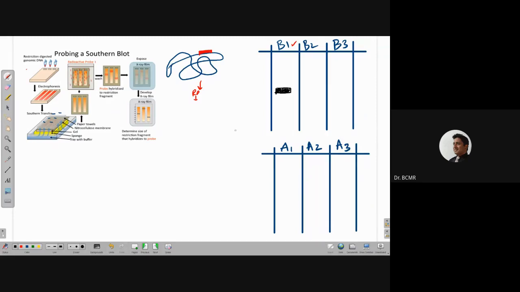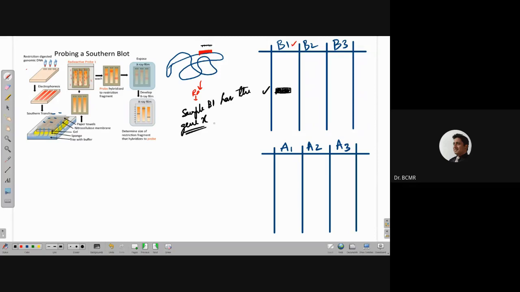It says that the gene we are looking for is present, right? Because the probe that we are using is complementary to the sequence that we are looking at. So what you can infer from any result like this is that sample B1 has the sequence or gene that we are looking for, say gene X.